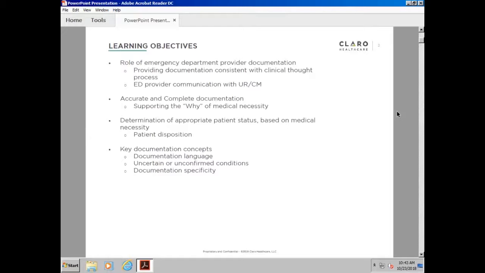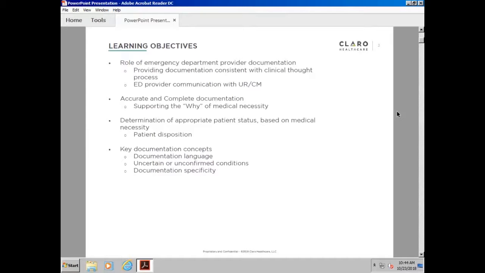So sometimes we do have some missing pieces, and we'll talk about some of the things that we find that we may be missing. We want to make sure that the determination of the appropriate patient status is there and that the patient is in the right place from the very beginning. We want to get it right.